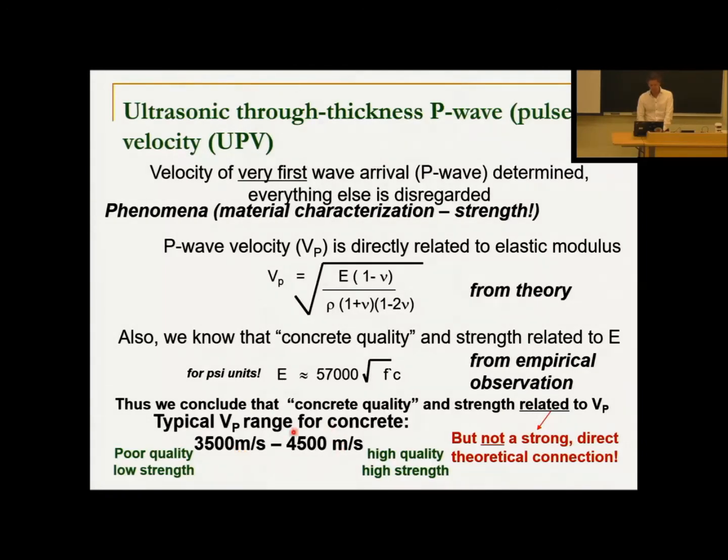So the idea would be like, oh, you have a high velocity, you have high elastic constants, we know that means a high strength, right? Or a low velocity means a low strength. And in general, if you have a very low wave velocity, you know that you probably have a poor concrete. And if you have a very high wave velocity, you probably have a good concrete. But this is not a strong and direct theoretical relationship.